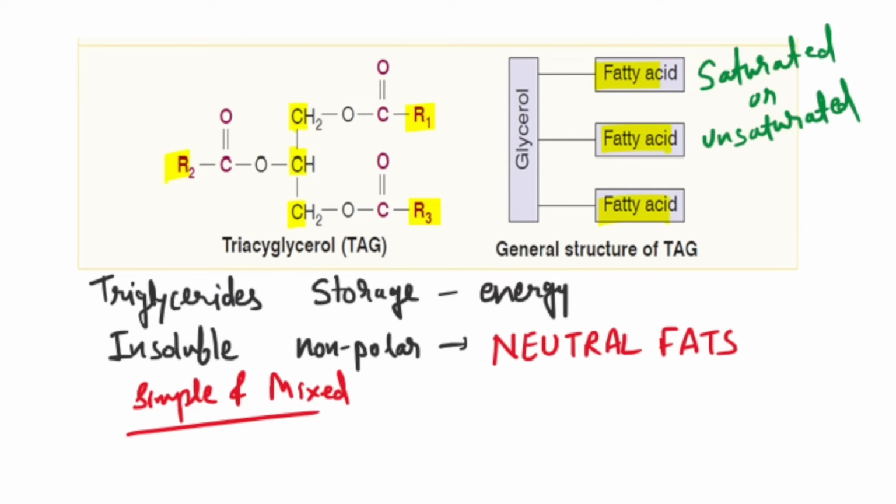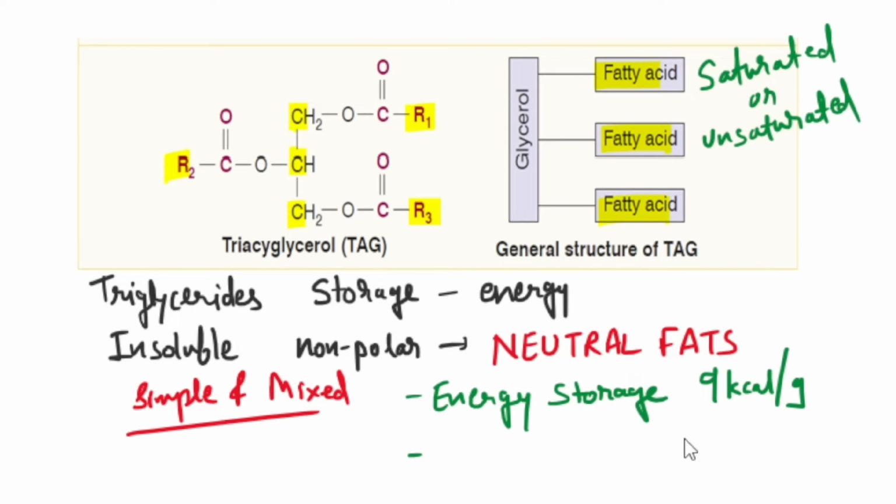Functions of triacylglycerols. First is energy storage. Triacylglycerols are non-polar and so they are stored in anhydrous form, an efficient way to store energy in the body. They pack more energy, 9 kilocalories per gram, compared to carbohydrates which only produce 4 kilocalories per gram.